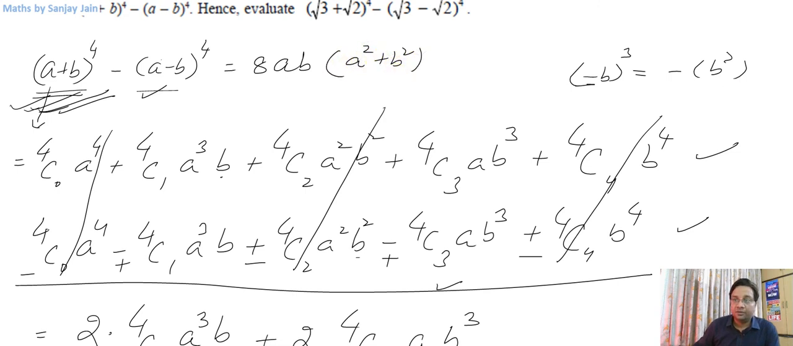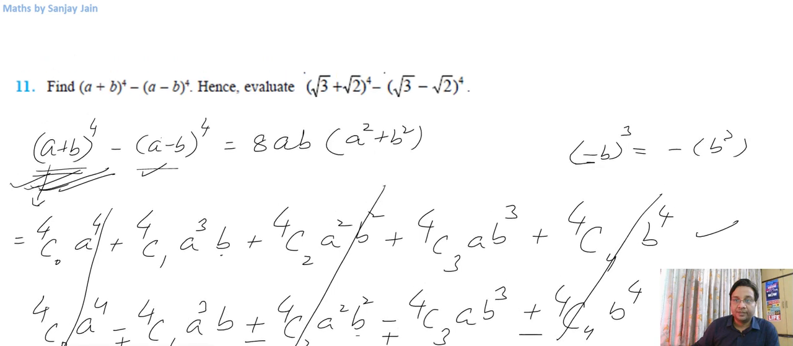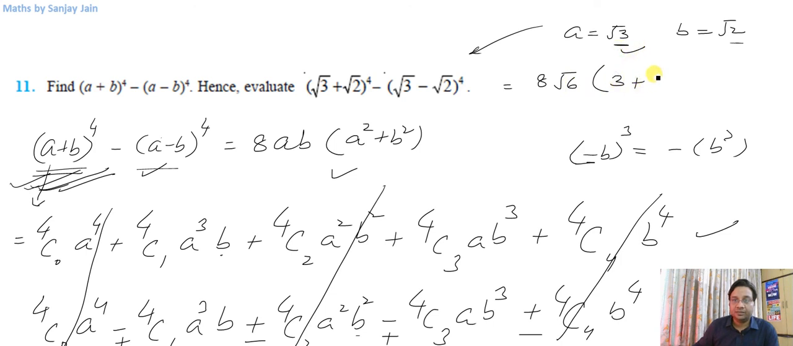Now what do we want to evaluate here? We want to evaluate this where a is root 3 and b is root 2. So I can simply place it here and this will give me the evaluation. So this will be equal to 8ab. So 8 into root 3 into root 2. So 8 root 6. A squared is 3. B squared is 2. So 8 into 5 is 40 root 6.